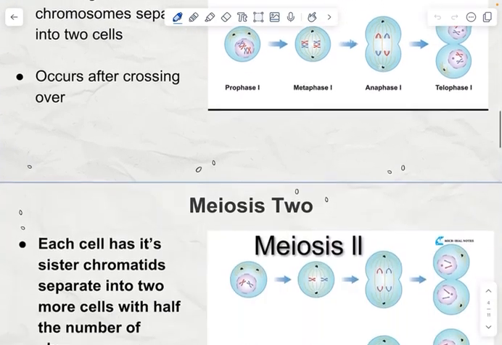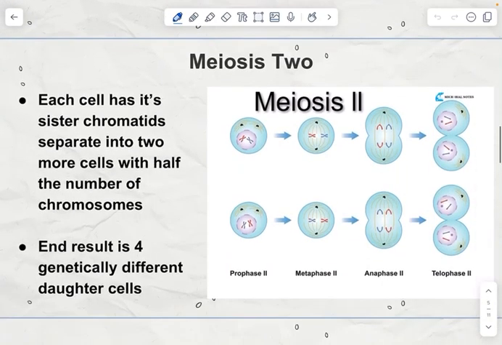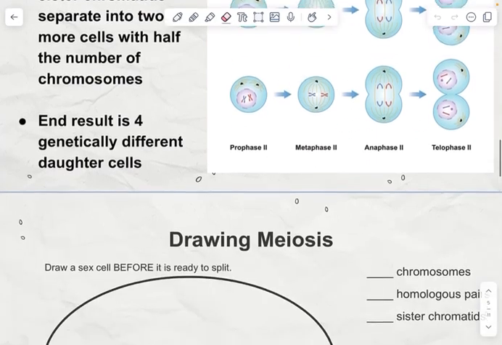All right. Now, in meiosis 2, you have two cells now with the separated homologous pairs. After that has happened, in meiosis 2, the sister chromatids separate. So you end up with 4 genetically different cells instead of just 2. And each resulting cell has half the amount of DNA as the original did.